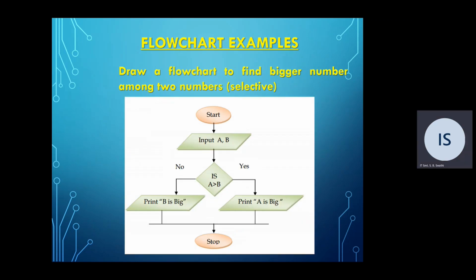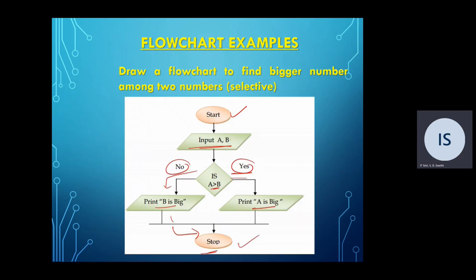Another example, to find the bigger of two numbers. Start and stop. After this, we give inputs to the two variables A and B, and we have to check which number is greater. That means we have to give a condition: is A greater than B? If yes, print A is big. If false, print B is big. We have to write yes and no on the edges of this rhombus. Then whichever path is selected based on the condition, along that path the flowchart reaches stop.